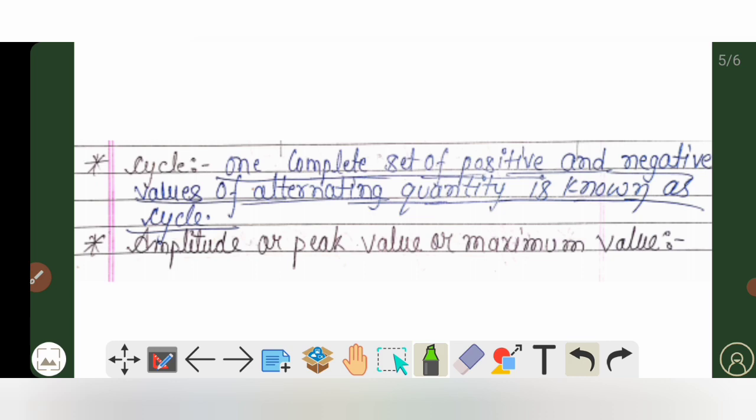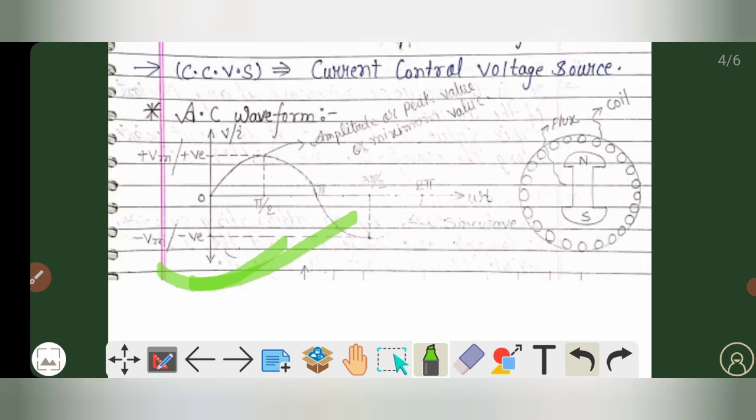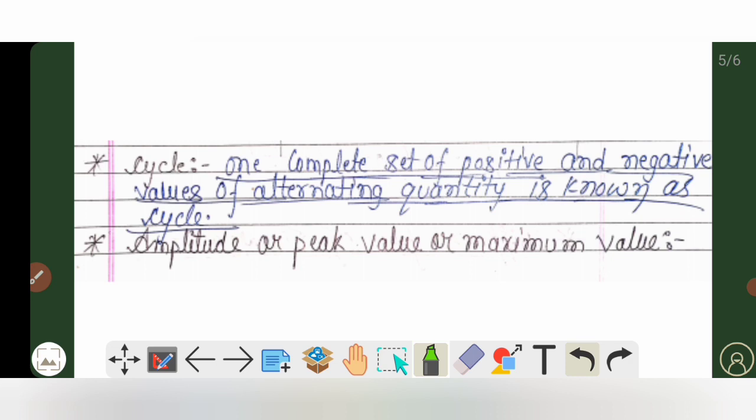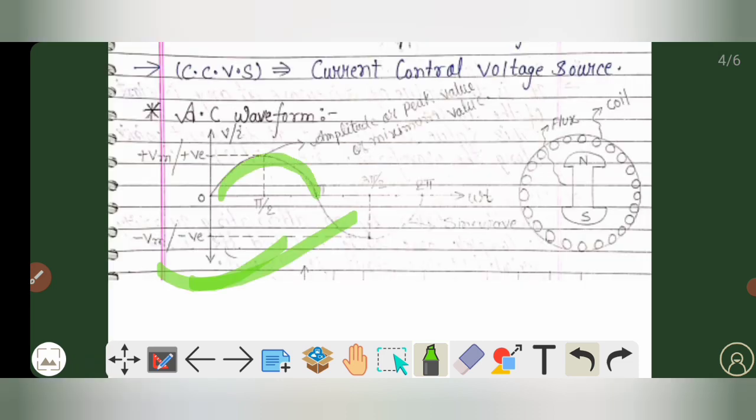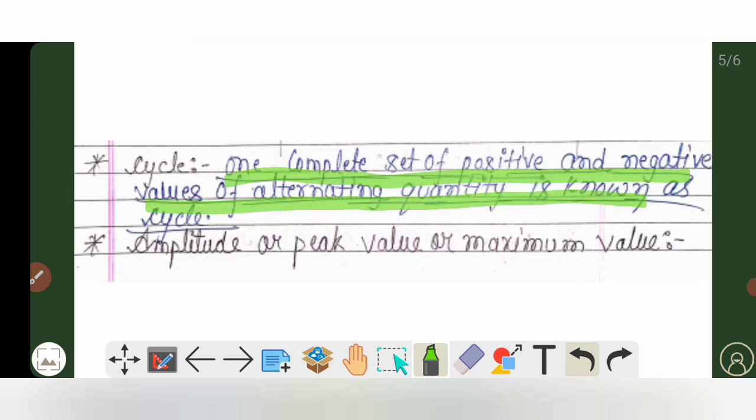Now the next one is that first of all, we will see the basic definitions regarding the AC waveform. The first one is cycle. One complete set of positive and negative values of alternating current is known as a cycle. This one denotes the positive cycle, and this one denotes the negative cycle. We denote one cycle from here to here. The combination of one complete positive set and one complete negative set denotes the cycle. So this was the definition of cycle.